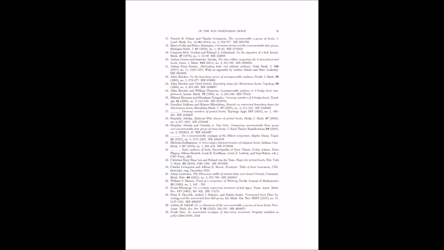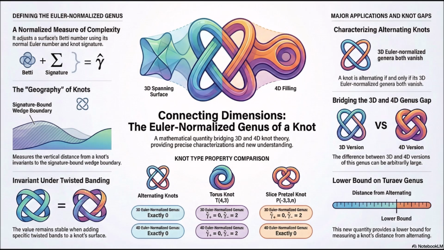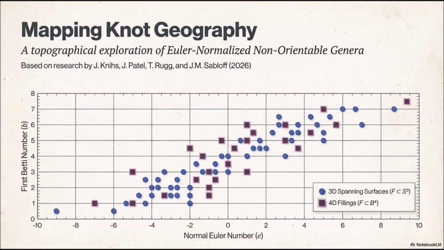They call it the Euler-normalized first Betti numbers. The formula is gamma plus-minus of K, equals the minimum over F of the first Betti number of F plus or minus the quantity, sigma of K minus 1/2 the normal Euler number of F. Okay, this is the crown jewel. Let's really look at the components here. You have b1 of F, that's the raw complexity of the surface, the number of holes. You have sigma of K, which is the signature of the knot. That's a standard classical invariant. And then you have our new friend, e of F, the twisting number.